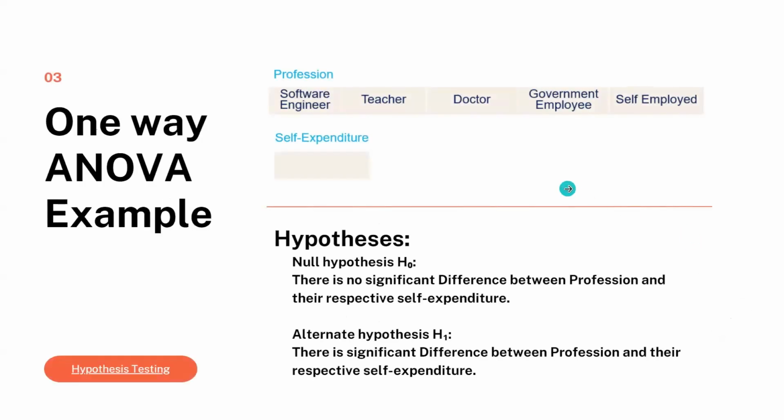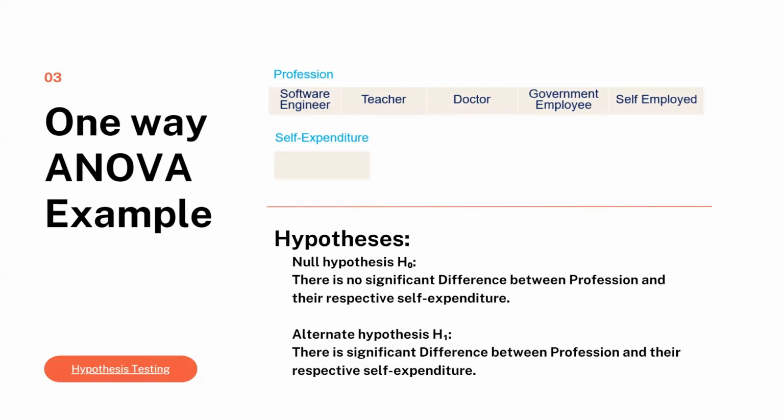For example, you may have any profession, which comes under the categorical variable, right? You may be a software engineer, a teacher, a doctor or a government employee, whatever category you come under. And the other variable you are comparing is self expenditure. So here the expenditure is a metric variable. So we are comparing one categorical variable with another metric variable. So this comes under one-way ANOVA.